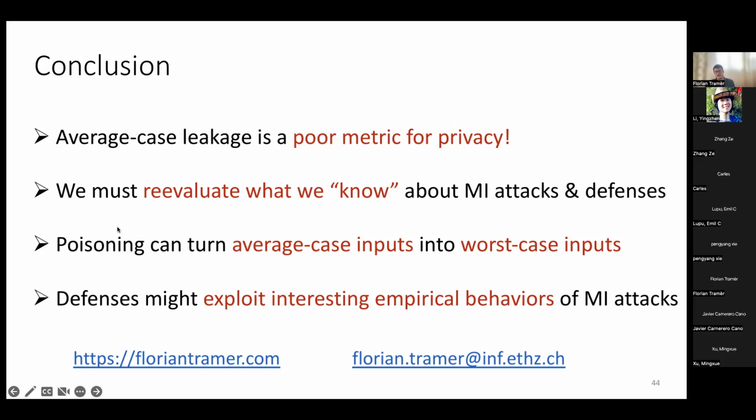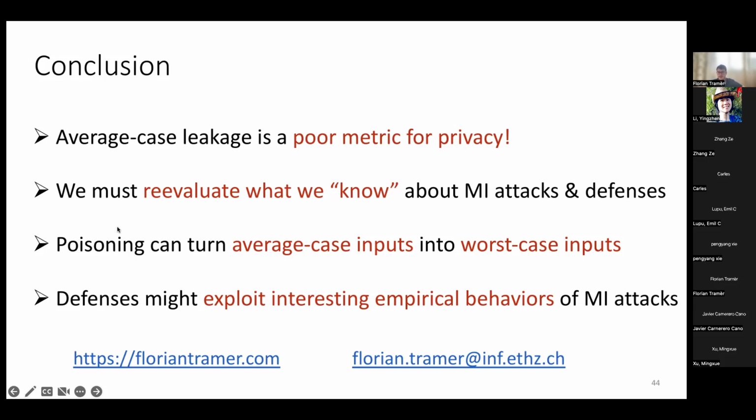And this, I think, is a space where there's a lot of valuable work to be done to better understand this worst case leakage of machine learning models. Then we saw that with data poisoning, we can really make this worst case setting even stronger, and really any data in the training set can become vulnerable if it's targeted by a poisoning attack.